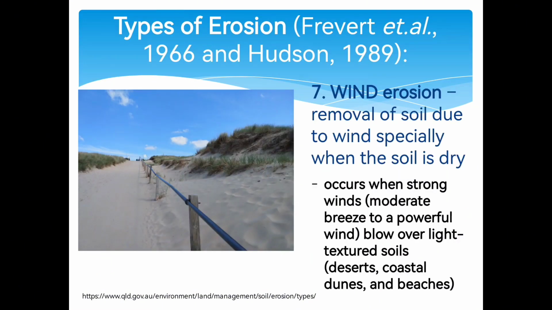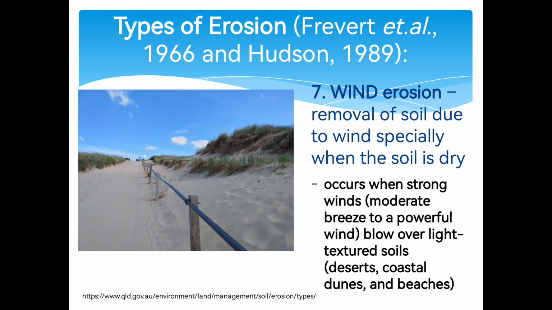And of course, we have wind erosion. So it's not only water, guys. We also have wind erosion, which is the removal of soil due to wind, especially when the soil is dry. And this usually happens in deserts, coastal dunes, and beaches.